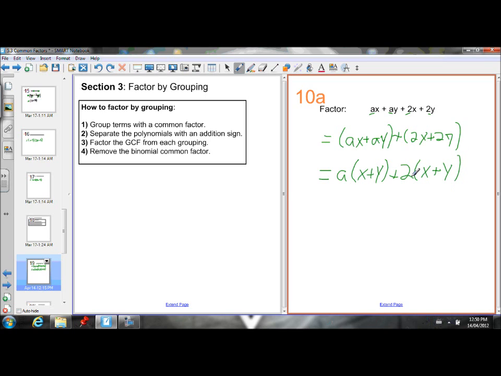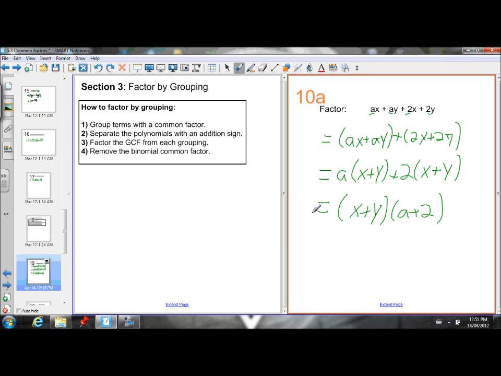Now you'll notice this looks just like a binomial factoring question. In fact, the fourth step is to remove a binomial common factor. So if I remove an x plus y, I'll be left with a plus 2, because when I divide both of these terms by x plus y, the x plus y's will cancel, and I'll be left with an a plus 2. So there's my answer.